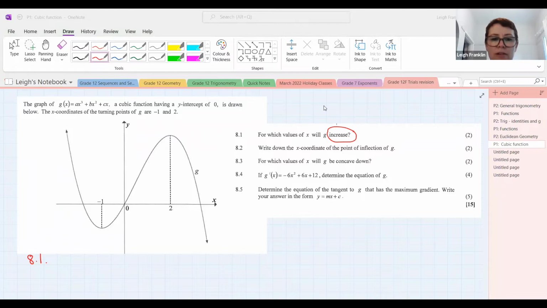Okay, so the gradient, there we go. Well done, Kanisa. It's that part of the graph with a positive gradient. Okay, so the word increase specifically means positive. That's just an abbreviation for positive gradient. Okay, so in other words, if we were walking along here, we would be walking uphill. Okay, so where would we be walking uphill? Between which 2 points on the graph would we be walking uphill?